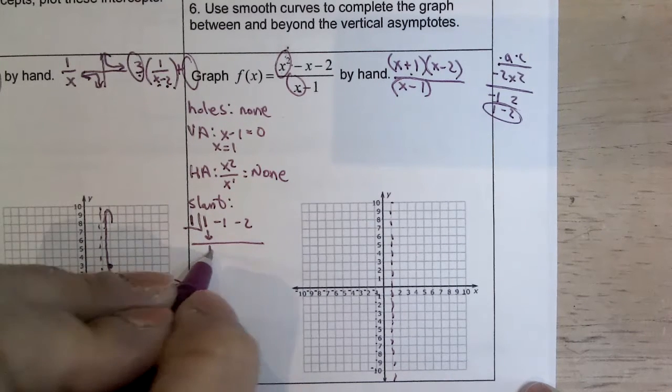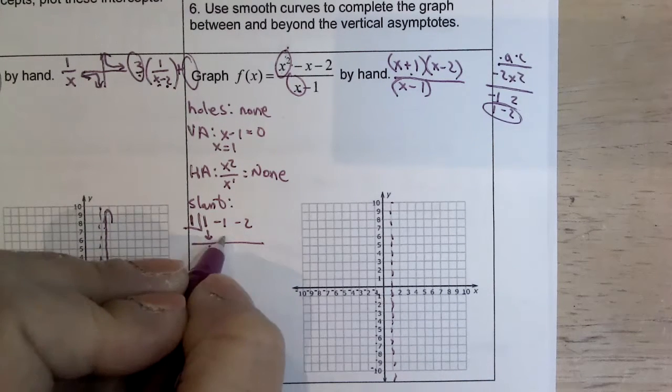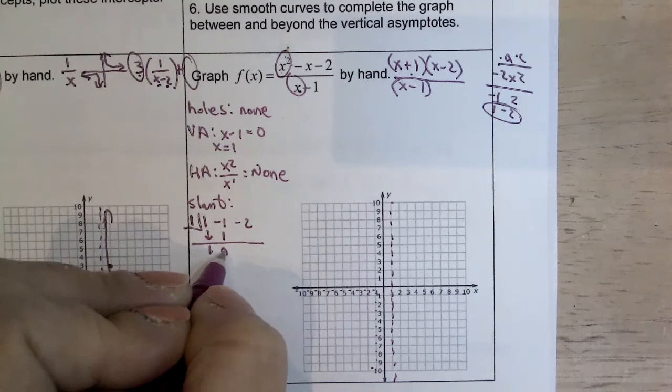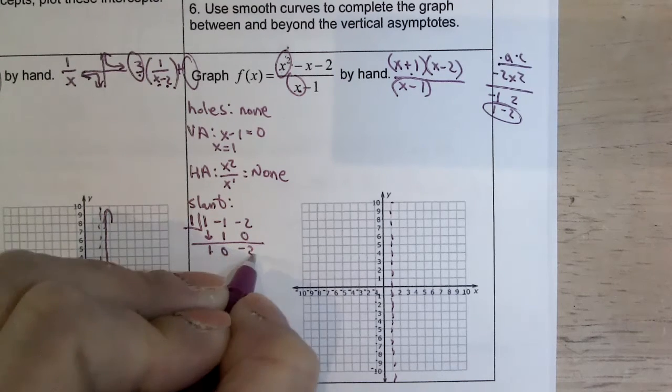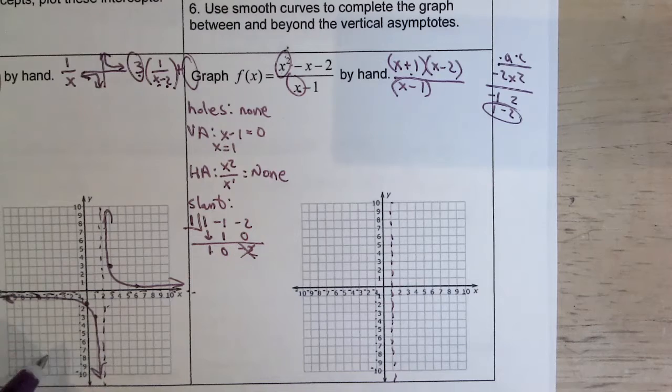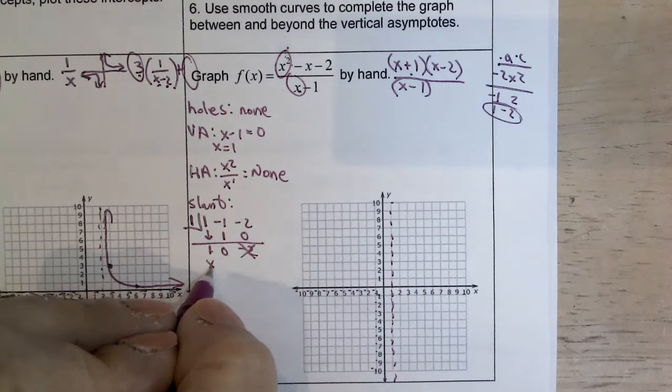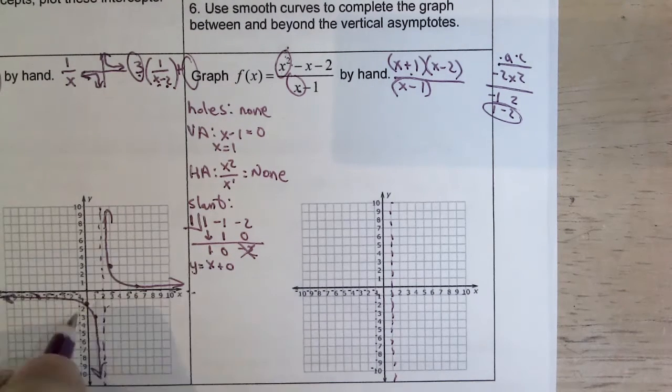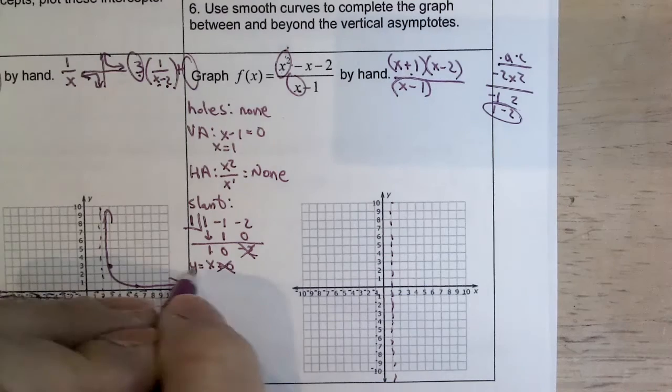So now I'm going to bring this down. I have a 1. 1 times 1 is 1. That's a 0. 1 times 0 is 0, -2. I don't care about the remainder, but this is going to be x plus 0. So that's y equals x plus 0, so y equals x.